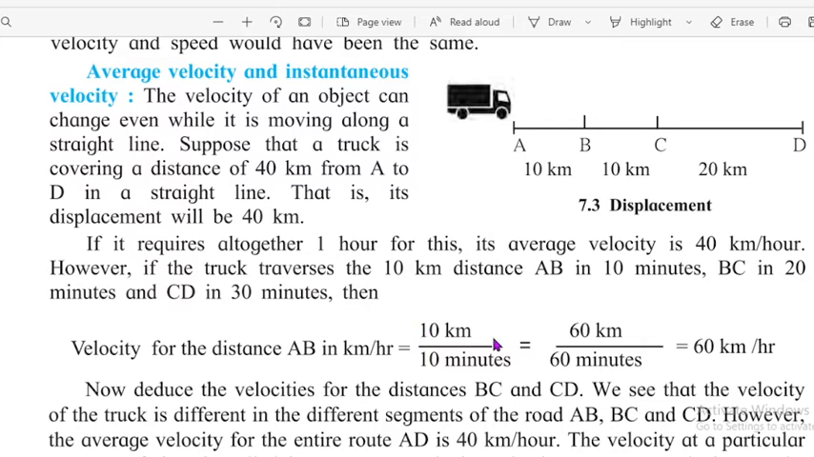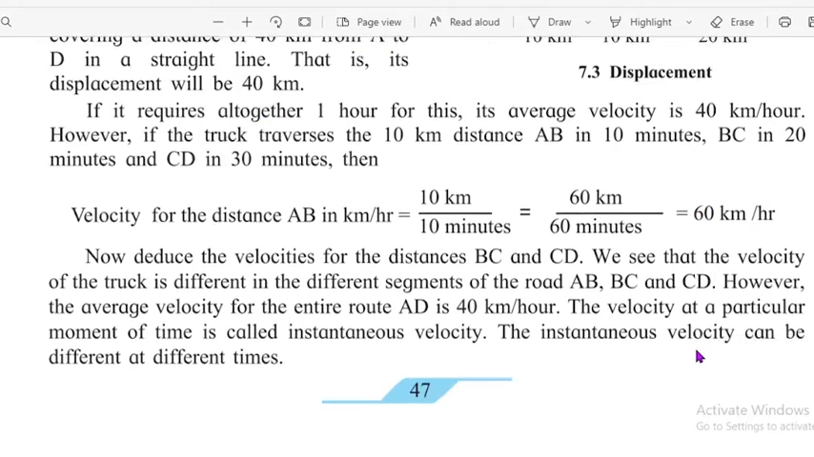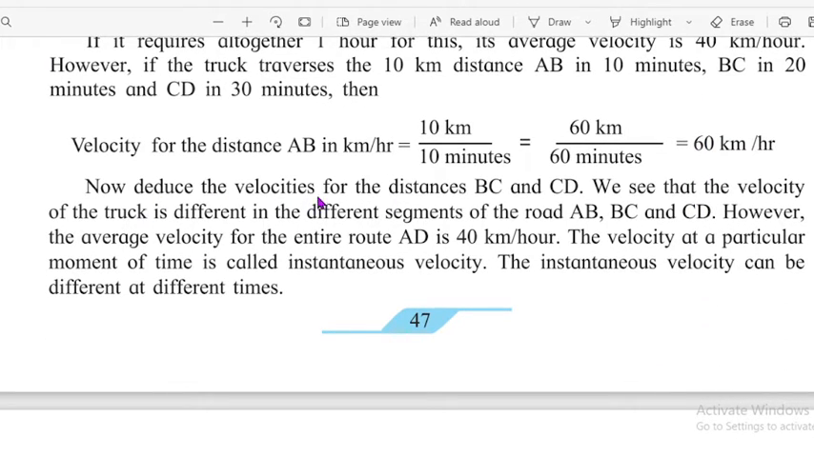Now see, 10 km takes 10 minutes. If you multiply this by 6, it will be 60 minutes, so the velocity is 60 km per hour. Next, find the velocity for the distances BC and CD. We see that the velocity of the truck is different in different segments of the road AB, BC and CD. However, the average velocity of the entire route AD is 40 km per hour.